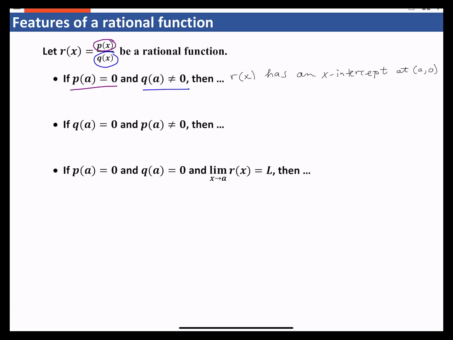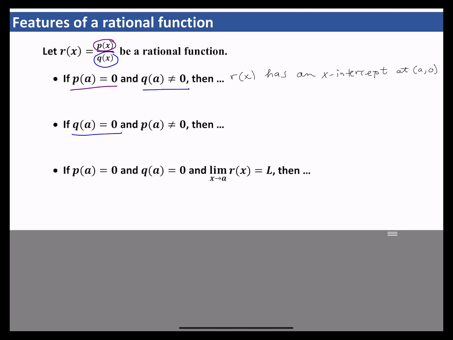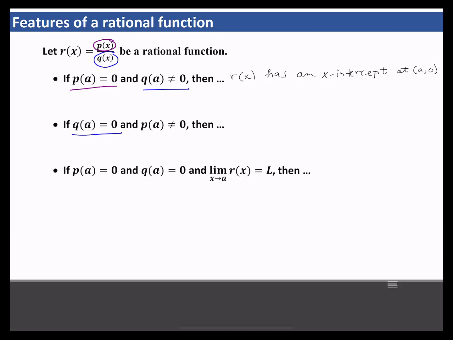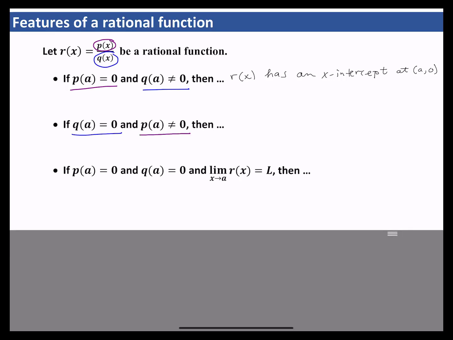And we saw that if q of a equals 0, so if the denominator equals 0, and p of a does not equal 0, so the numerator does not equal 0, then r of x has a vertical asymptote at x equals a.